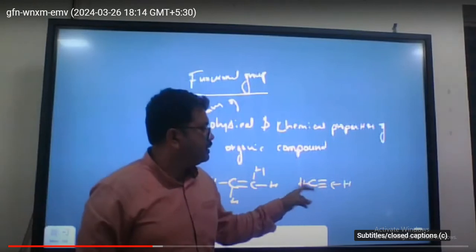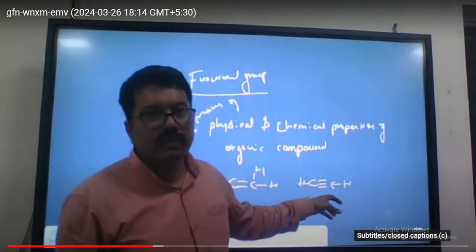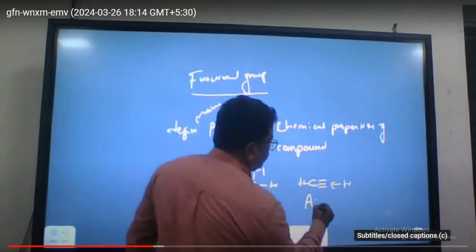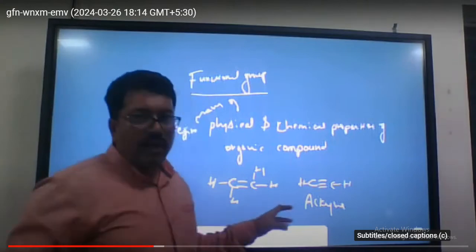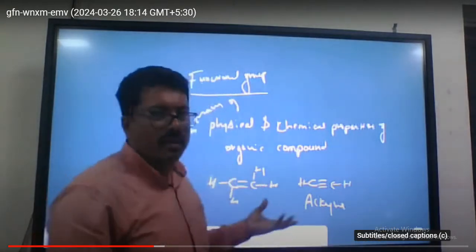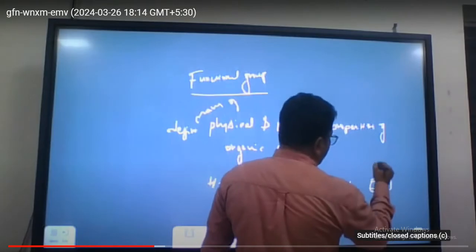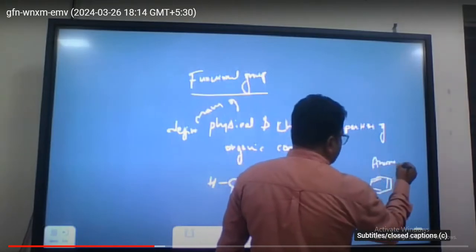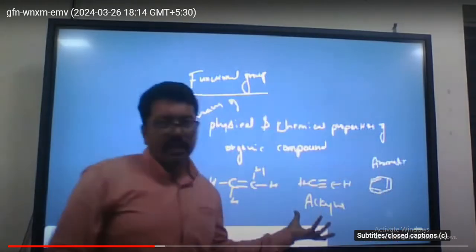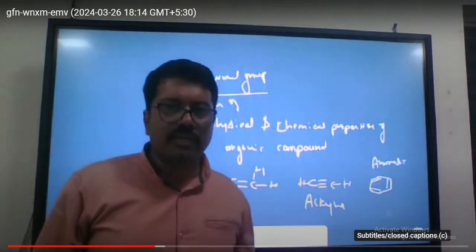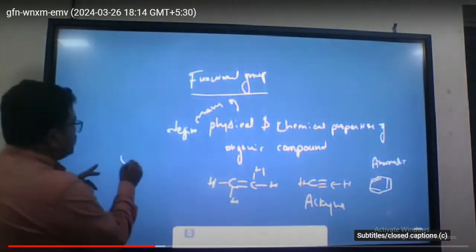Alkynes. So this is an alkyne. So the alkyne, alkenes, and aromatic compounds are all functional groups, but these are all hydrocarbons. Hydrocarbons containing functional groups. Many functional groups present in organic molecules contain oxygen.